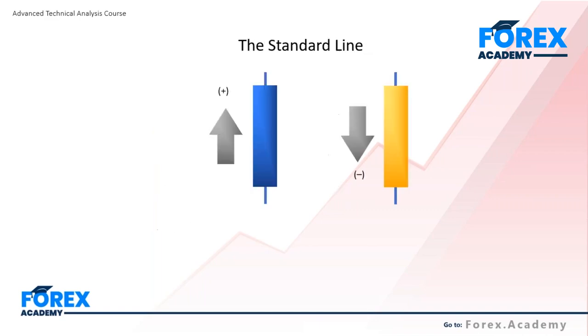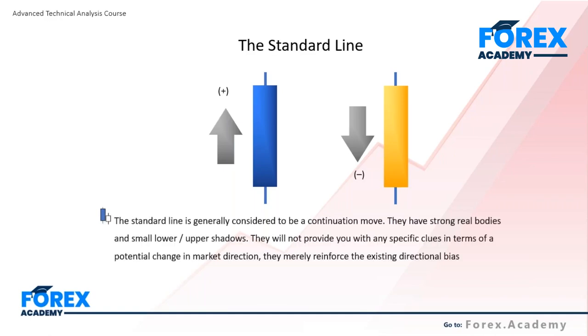Let's start off with a standard line. Now, a standard line is essentially a candle that has a relatively large body. You can see two illustrations in front of you. One is a positive day. The one on the right is a negative day or a bearish day. The standard line simply is generally considered to be a continuation pattern, in exactly the same way as we've been discussing a strong line.